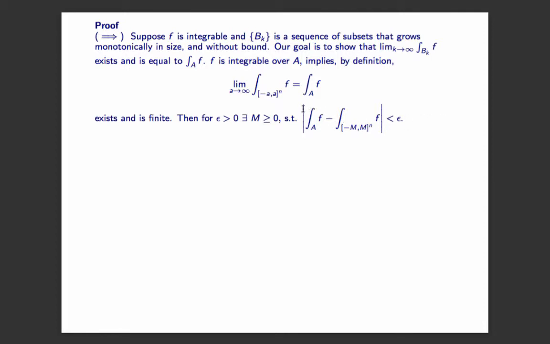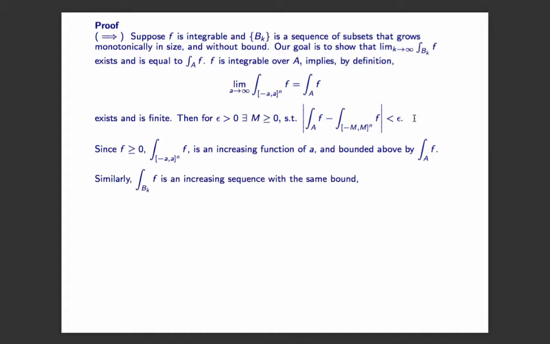Now, keep in mind, we actually don't need these absolute value lines, and I'll explain why. Since f is non-negative, the integral of f over the cube negative a to a to the nth power is an increasing function of a. In other words, as the cube gets bigger, since f is non-negative, I'm either not adding anything to the integral, or I'm adding something positive to the integral. So we see that this integral is an increasing function of a. And of course, it's bounded above by the integral, right? You can't get past that.